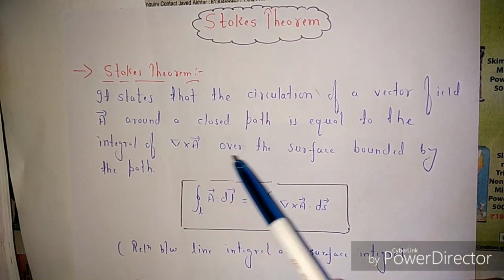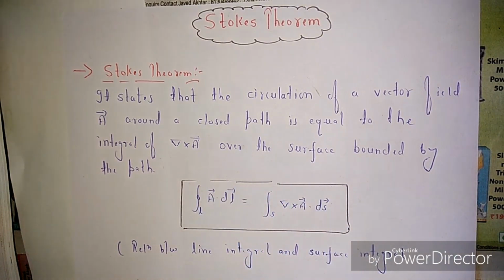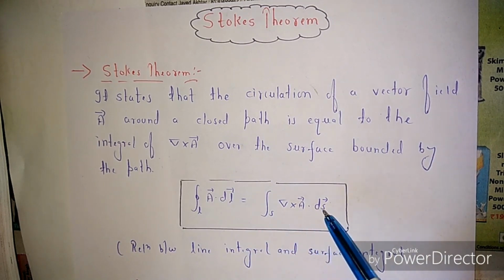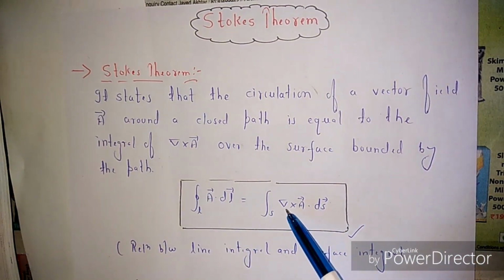And writing for del cross A over the surface, we can write the equation as A dot dl, where these are vectors and there is a dot product between them, and that is equal to the curl of f dot dS. That is the relation between the surface integral and the line integral. So by equating this equation, we have curl of, or del cross A dot dS.